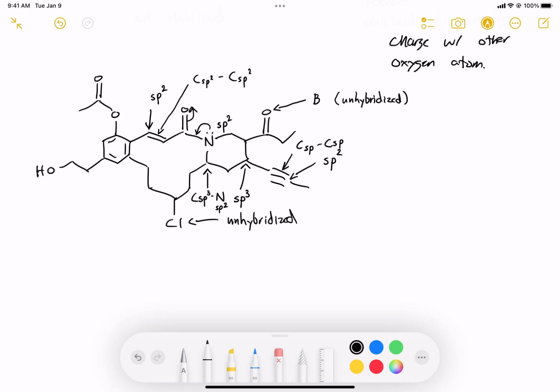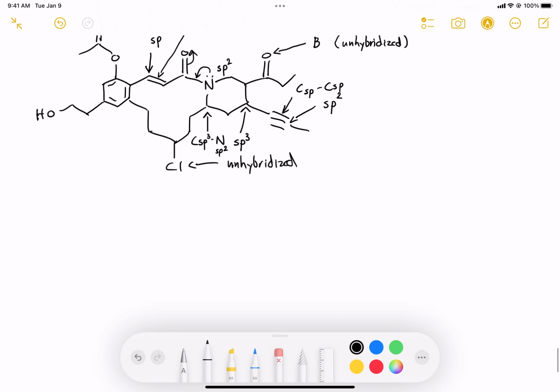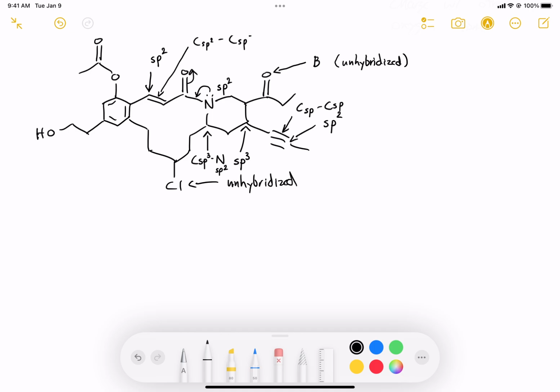Okay. So now let's say we have a structure. Let's now write the shapes of each of these atoms. So if we were to look at the shape of this carbonyl carbon right here, what shape would that be? So this one would have a trigonal planar shape, right? Trigonal planar.